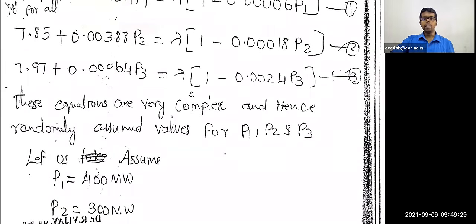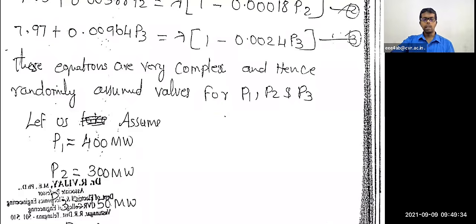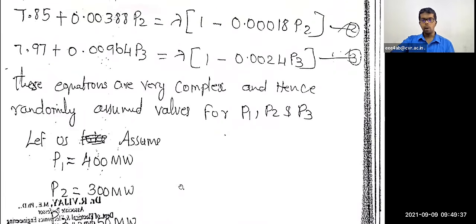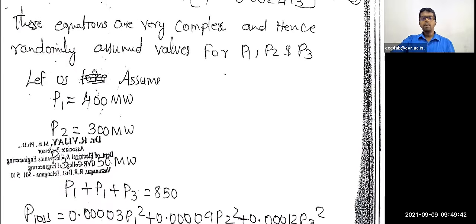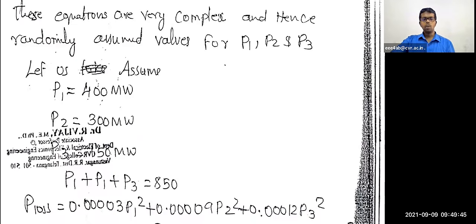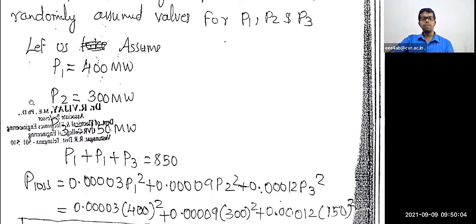So what we are doing is substituting P1 equal to 400 megawatt, P2 equal to 300 megawatt, and P3 equal to 150 megawatt in the right hand side of equations 1, 2, and 3. And further we are proceeding with the problem. Once we have calculated P1, P2, and P3, we are also calculating the losses, because the PLoss function is already given in the problem. So from the assumed values, we are going to find out the losses also.